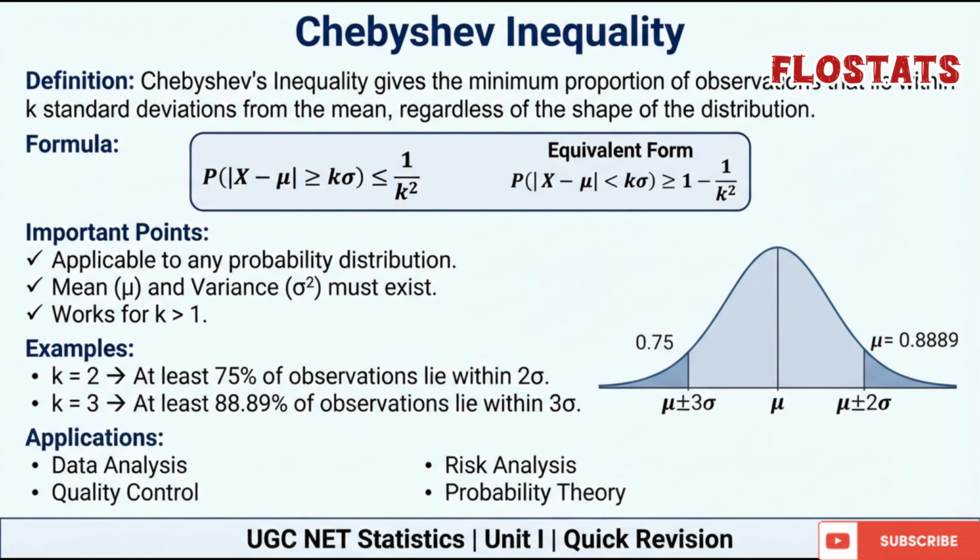Chebyshev's inequality provides a lower bound on the proportion of observations that lie within a specified number of standard deviations from the mean. It is valid for any probability distribution with a finite mean and variance. The inequality states that the probability of a value lying within k standard deviations from the mean is at least 1 minus 1 divided by k squared. For example, at least 75% of observations lie within 2 standard deviations, and at least 88.89% lie within 3 standard deviations.